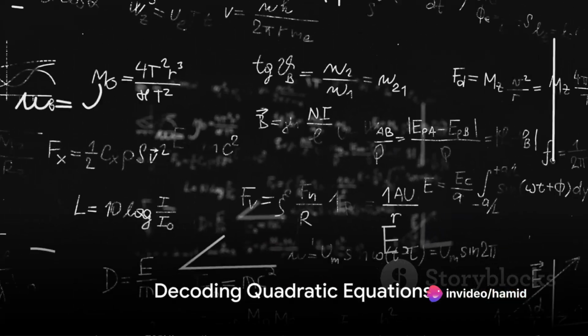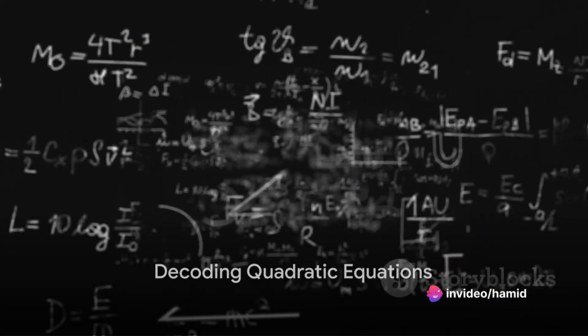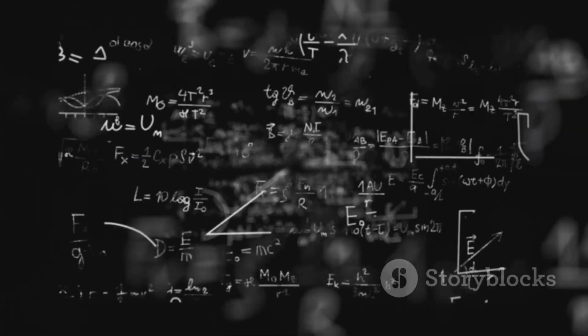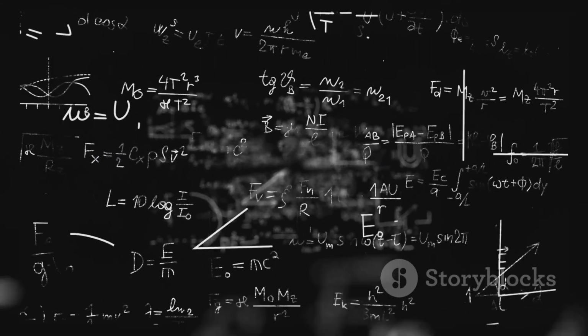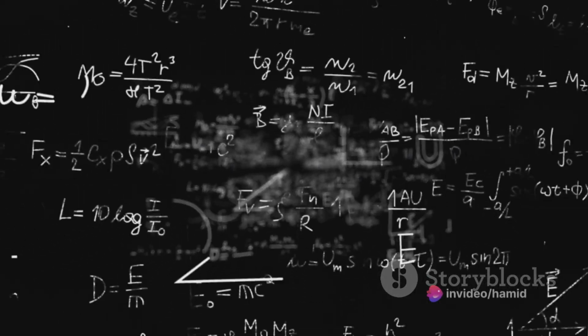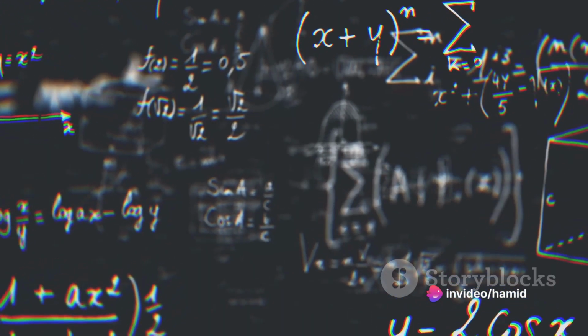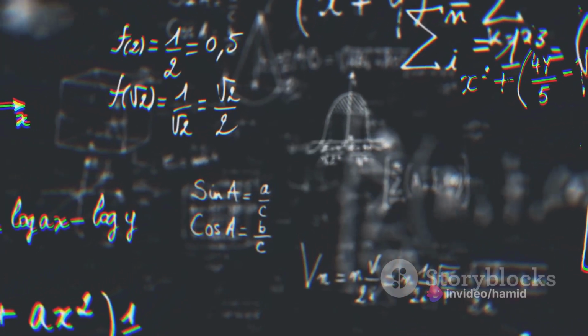A quadratic equation is more than just a combination of numbers and alphabets. It's a mathematical tool with a standard form. Now let's take a closer look at this standard form, shall we? When we say standard form, we're referring to the format ax2 plus bx plus c equals 0.